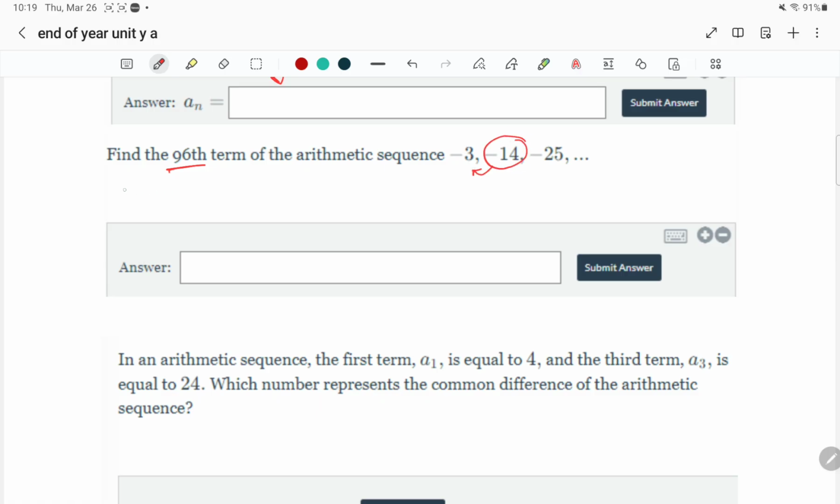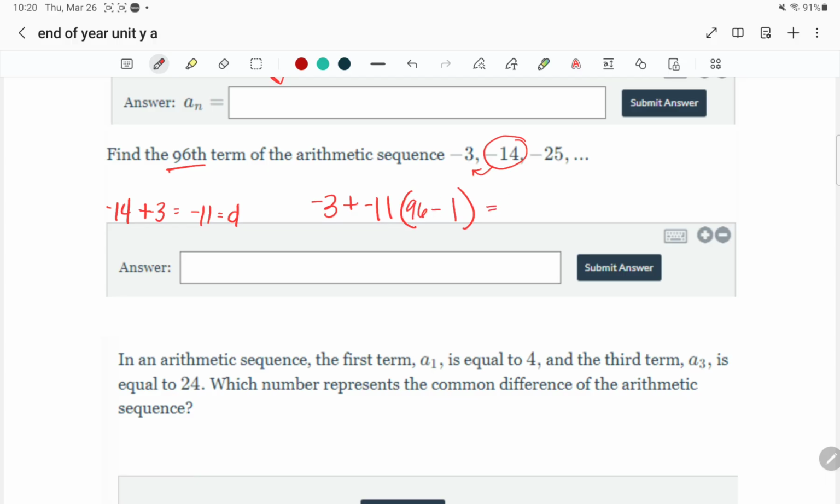And I'm going to find my pattern. So -14 minus -3 is -11. So that's going to be my D. That's going to be my slope, how much I'm changing each time. My first term is -3 plus -11 times n minus 1, but this time n is 96.